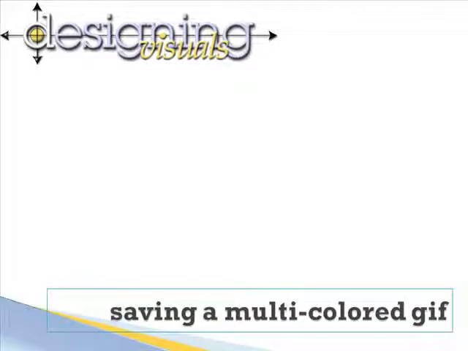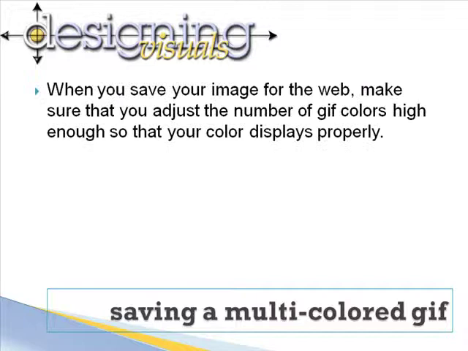Well, the last thing we need to worry about now that we've added more value or color to our file is saving it correctly when we save it for the web. A couple of rules of thumb to remember. First, when you save for the web, make sure that you've adjusted the number of colors in the GIF palette high enough so that your colors actually display properly. You might get the wrong shade showing up, or worse yet, you might not see your shade at all if the colors are set too low.